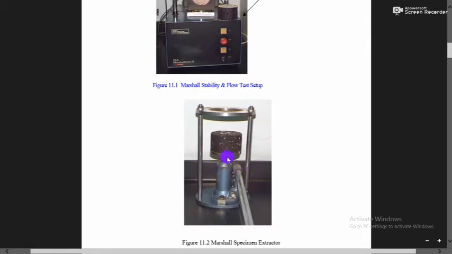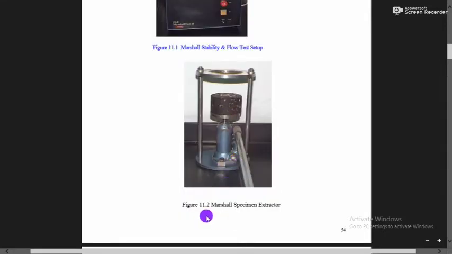Figure 11.1, the Marshall stability flow test setup. Figure 11.2, Marshall specimen extractor.